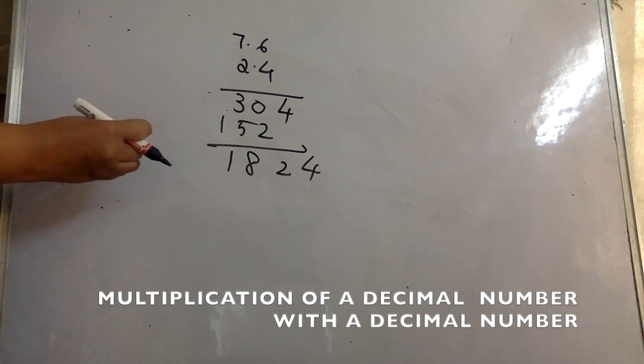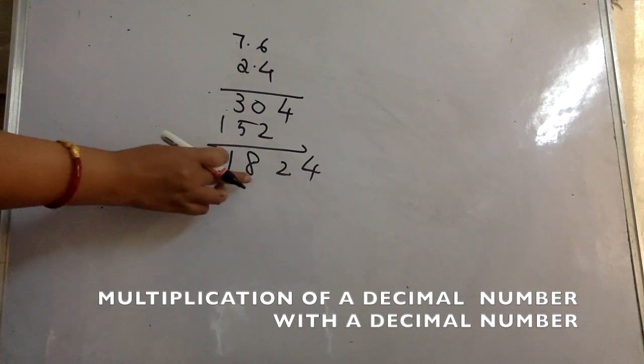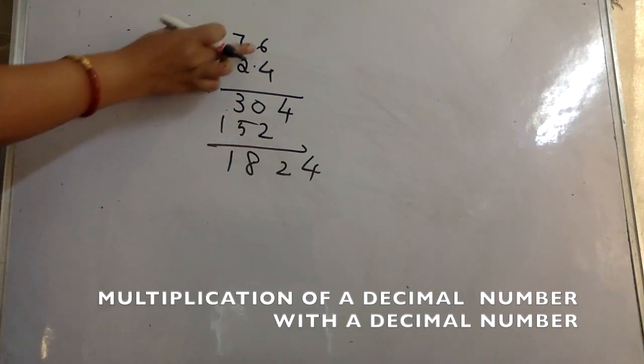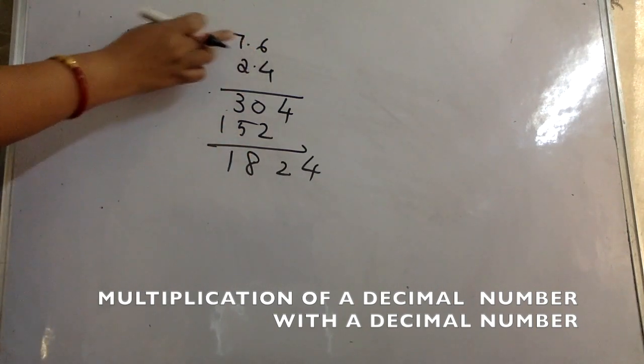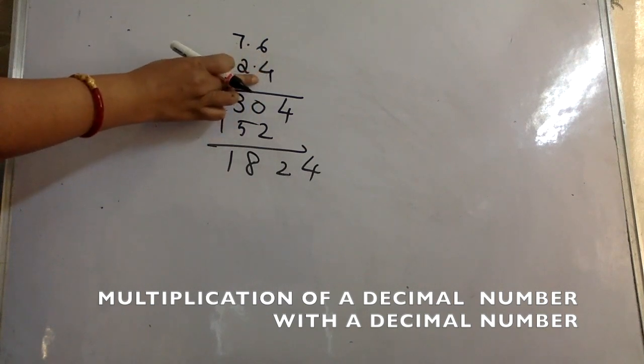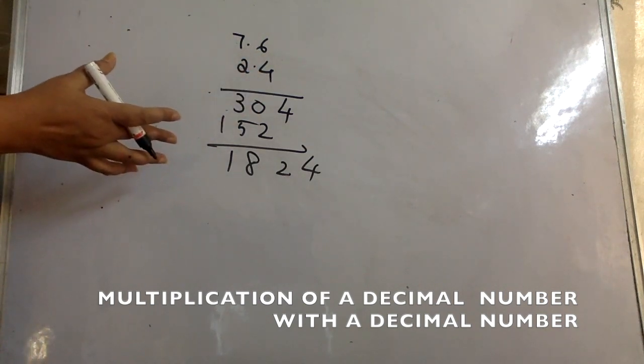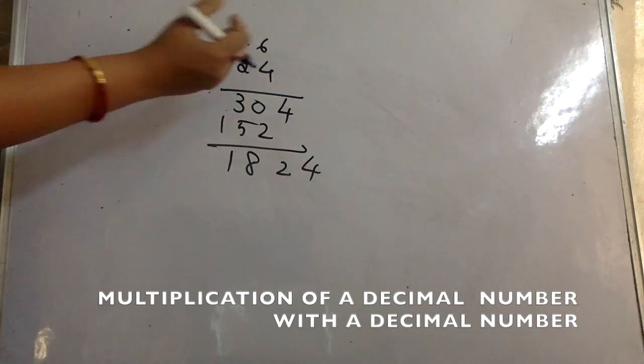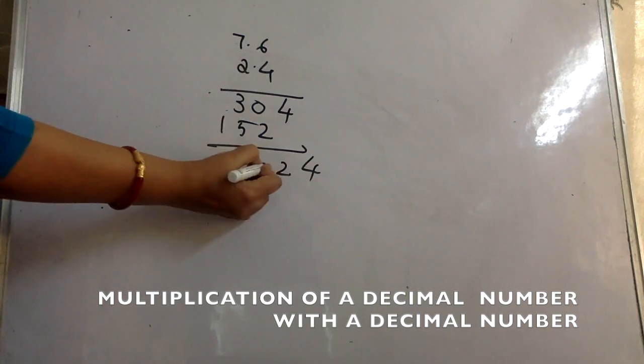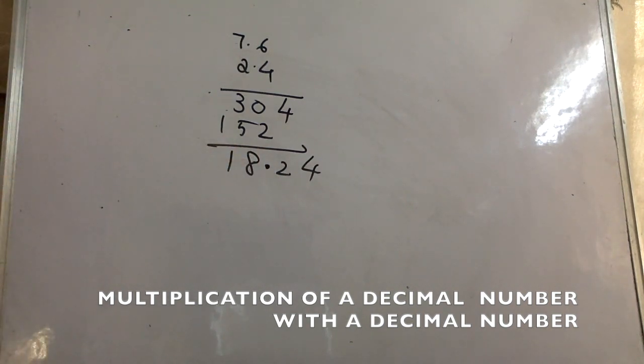So 1824. Now we'll see both of them. One place from the right, we have the decimal, again one place from the right. You add the number of places from the right, it comes to 2 places from the right. So the point comes here.